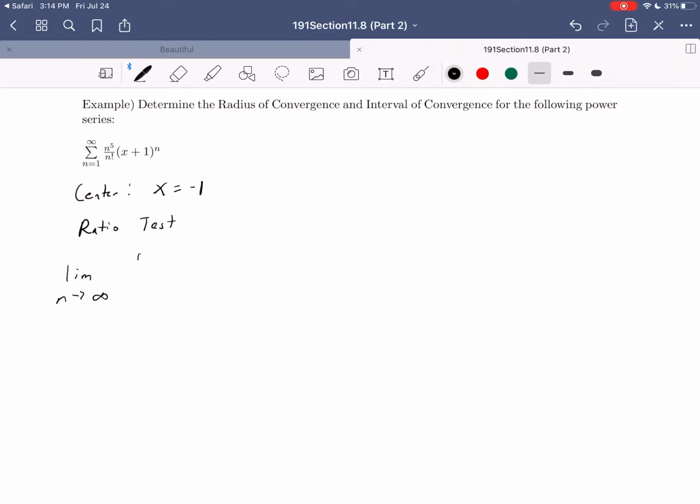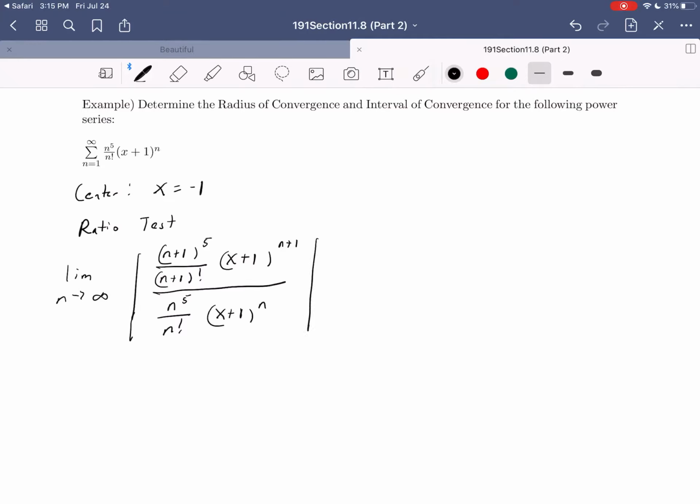Limit n goes to infinity. We got to plug in n plus 1, so I guess we get n plus 1 to the 5th over n plus 1 factorial, and then x plus 1 to the n plus 1. And then we need our a sub n term, so n to the 5th, n factorial, x plus 1 to the n. Okay, let's go ahead from there, and we'll do our standard sort of manipulation.